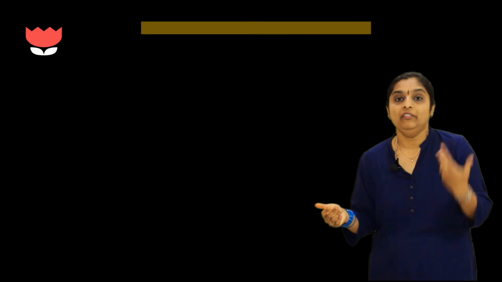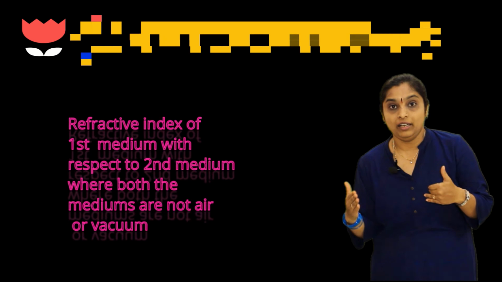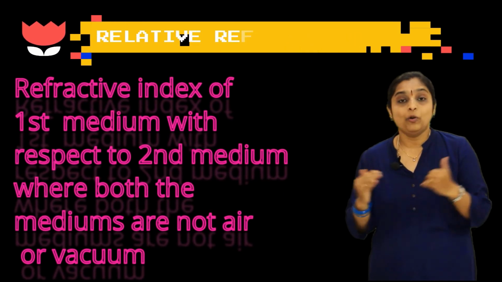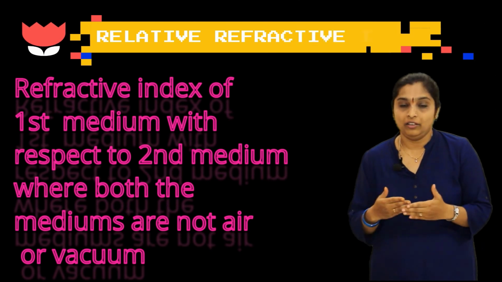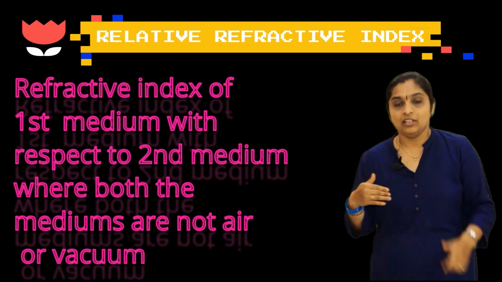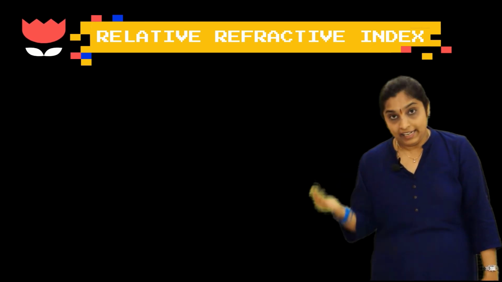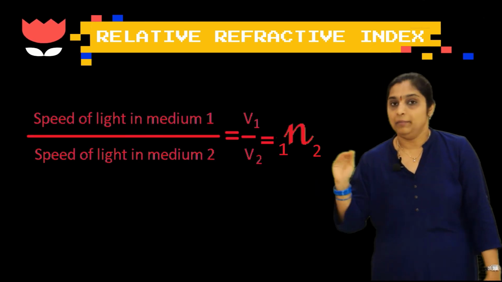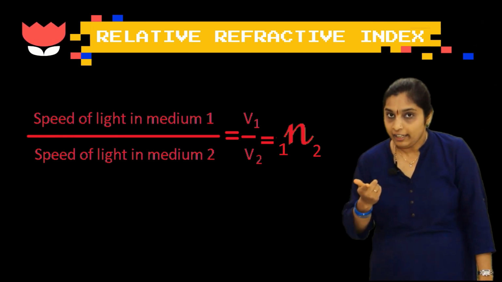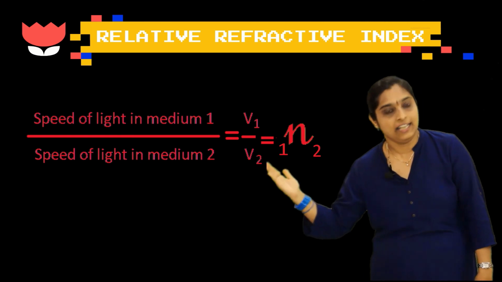Now let us go to the second type, which is called relative refractive index. Relative refractive index is the refractive index of one medium with respect to another medium, wherein both the mediums are neither vacuum nor air. So we can write it like this: mu of second medium with respect to first medium is equal to speed of light in first medium divided by speed of light in second medium.